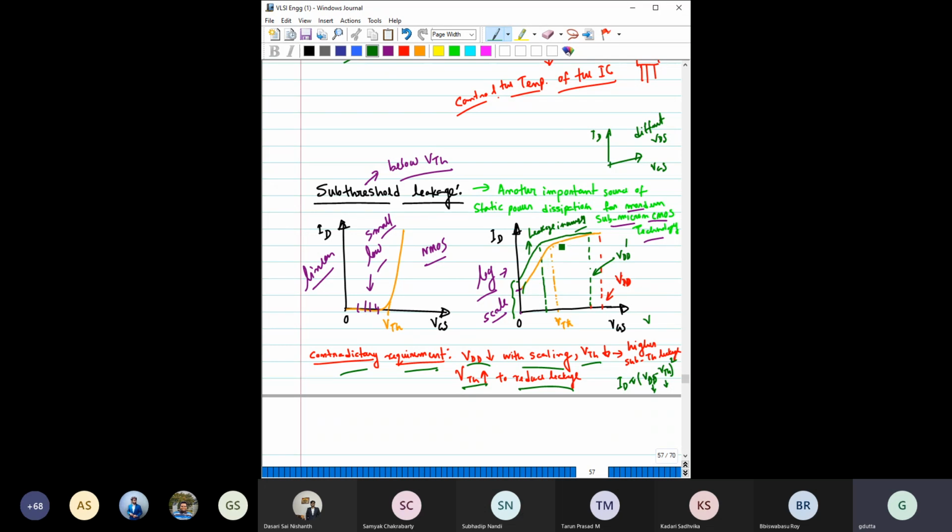Yeah, its value would be different because with VDS these levels would be different, and the region of operation of this transistor, whether it is saturation or linear, that is also dependent on this VDS and VGS, the relative value of VDS and VGS. So other than that, the type of the pattern would be the same.